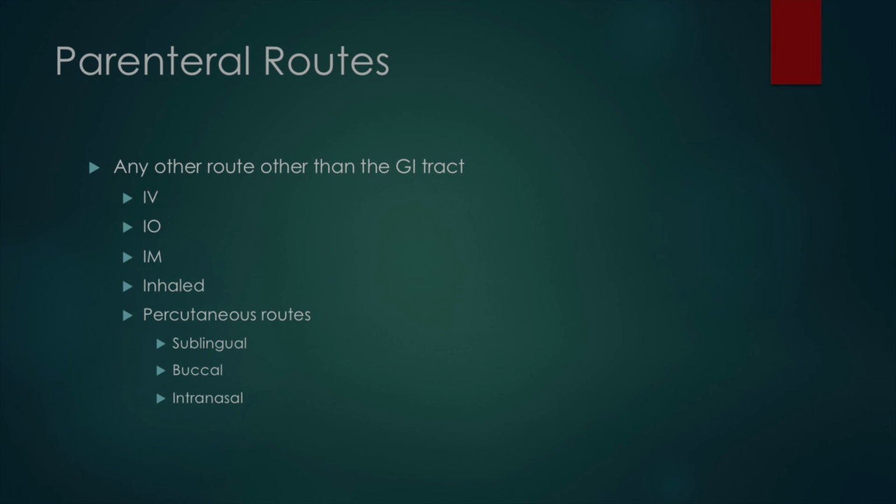Intranasal medications are delivered using an atomizer device. Only certain drugs are effective intranasally due to their molecular structure. Common examples include naloxone, fentanyl, morphine, midazolam, glucagon, and ketorolac, depending on local protocol.